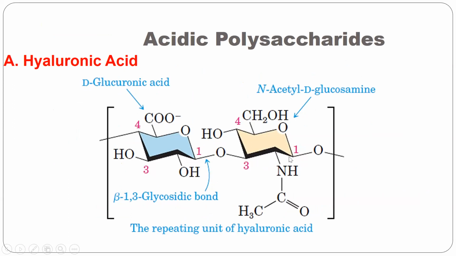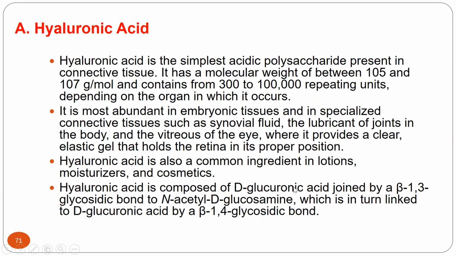This is up, up. You can see here, this is a beta. When you repeat it, this one is a beta, and this is also a beta up. Between glucuronic acid and N-acetylglucosamine, it's a beta 1,3 glycosidic bond. But when we repeat it, the linkage is formed by the glucuronic acid as beta 1,4 glycosidic bond. So there are two kinds of bond that you can find in hyaluronic acid.